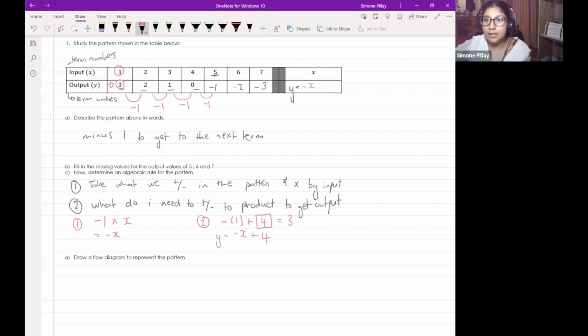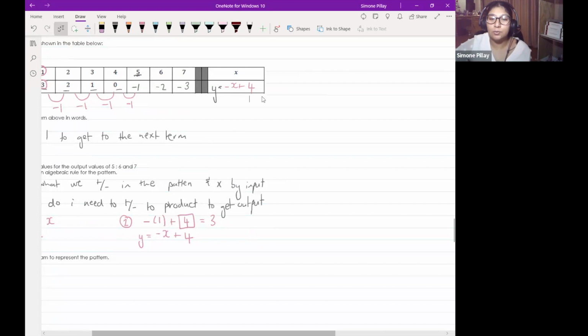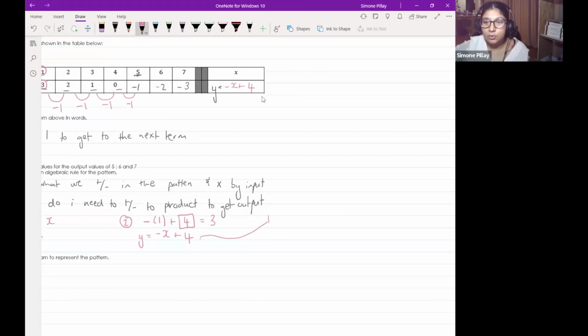So -x plus 4. And so whenever we find an algebraic rule, what we always want to do is check our rule. So let's check this rule. I said my rule is that y is equal to -x plus 4. Okay, that's fine. Let's pick an input and an output. My input is x, and my input is 6, and I know that my output that I should get is -2.